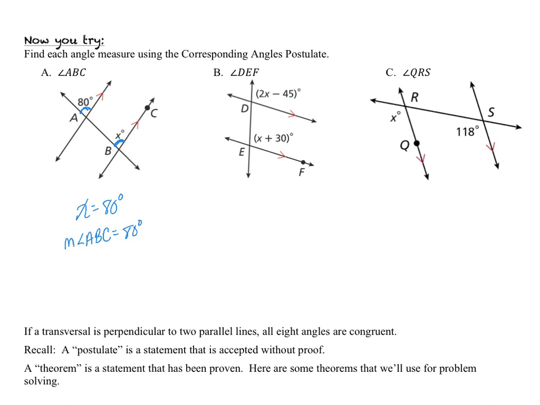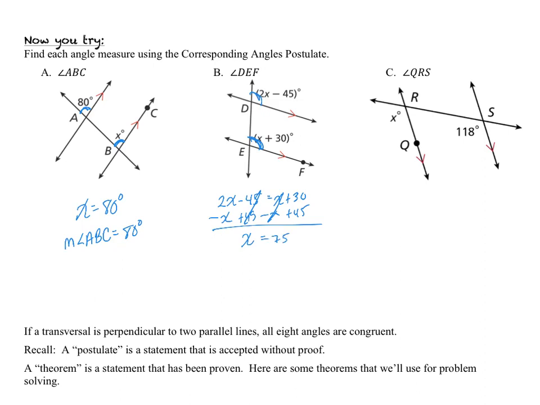Okay, angle DEF. Well, DEF is right here, and that's corresponding with angle D. I don't have enough letters to name that. So what I would do then is set these equal to each other since they are equal. Subtract x from both sides, add 45 to both sides. I just did that at the same time to save a step. And so it ends up with 1x is equal to 75.